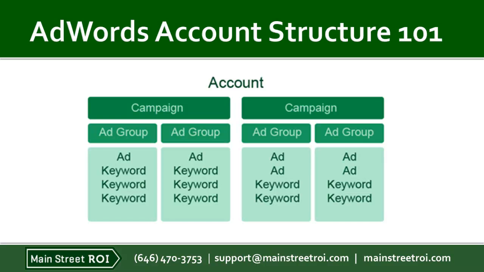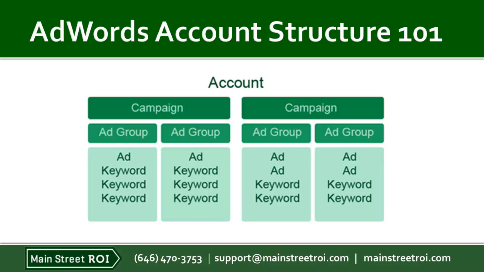Within a campaign, you can have multiple ad groups, and ad groups are made up of keywords and ads. So each ad group has a set of keywords and corresponding ads that will be displayed for those keywords. And it's very, very important that you have ad groups made up of similar keyword phrases, because that allows you to have ads that are all relevant for those keywords.